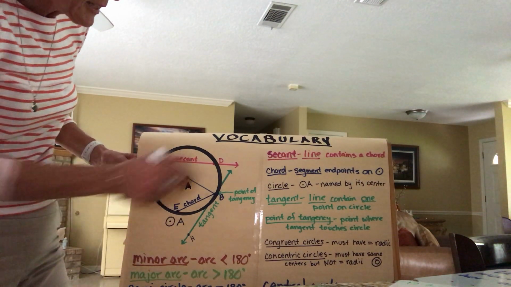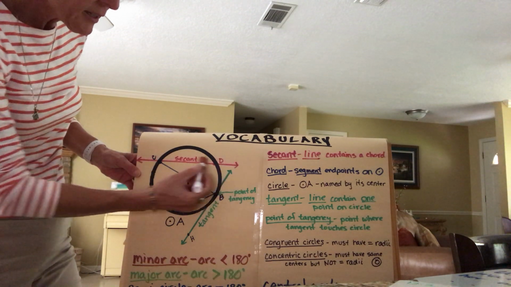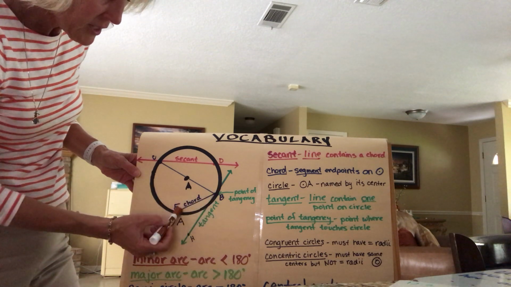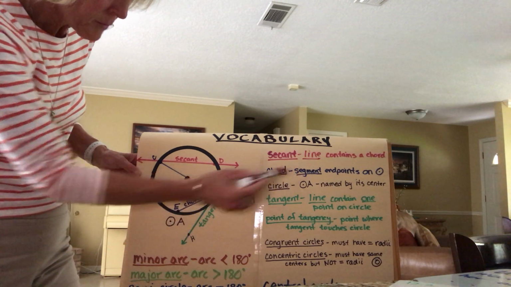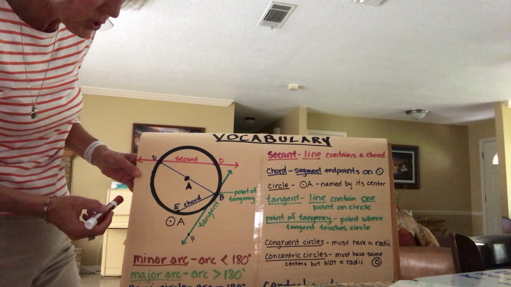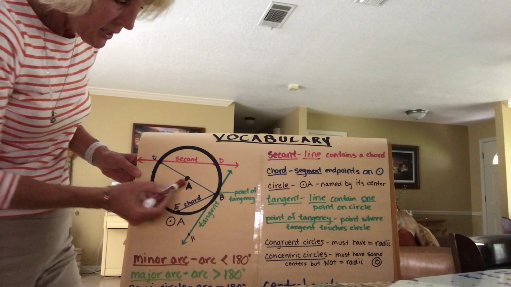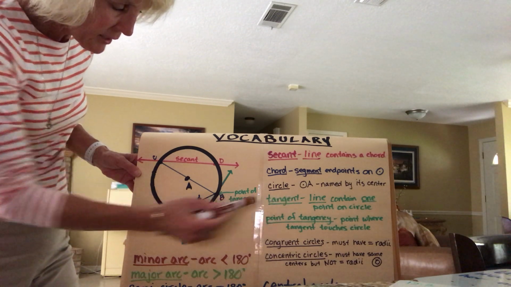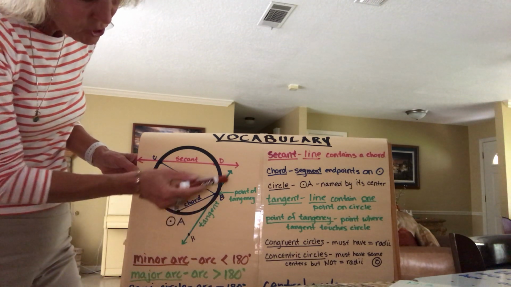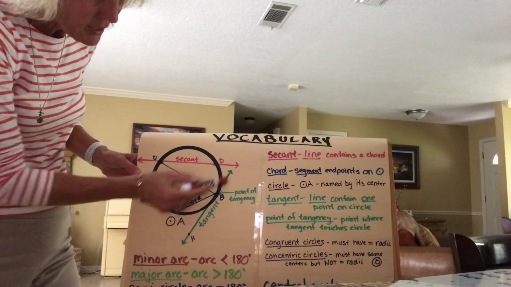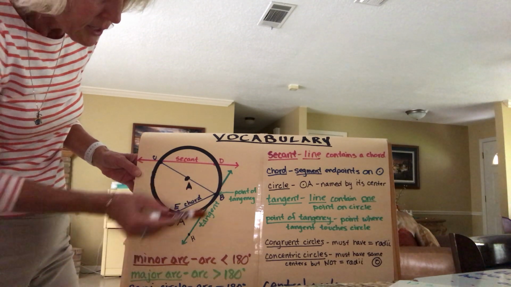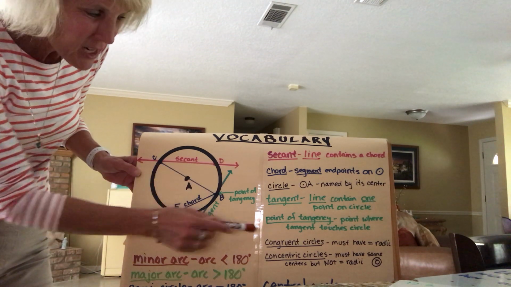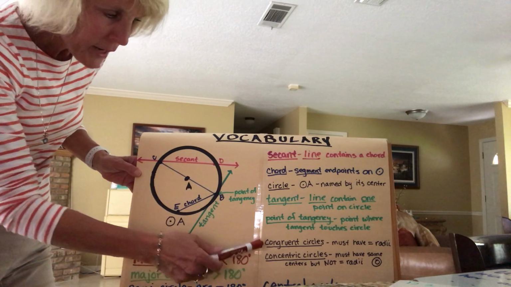So we're looking at a secant, which would be the line containing the chord, and then the chord, any segment, not a line, that starts and stops on the circle. The circle is named by its center, so that one would be circle A. The tangent lines would be the ones that touch in one point. So line HB would be the tangent line, and point B would be the point of tangency. Okay, so it's not so bad. It's just a lot of new information, a new vocabulary.